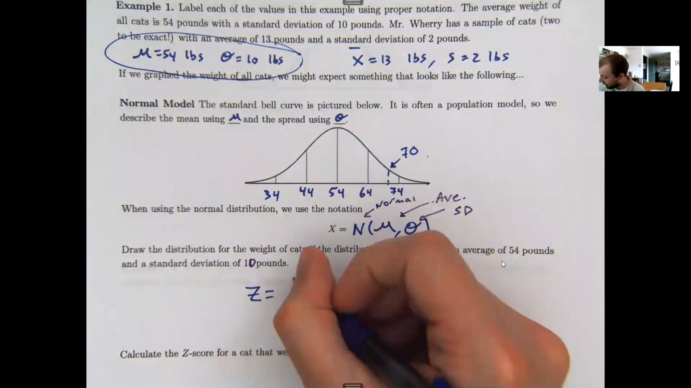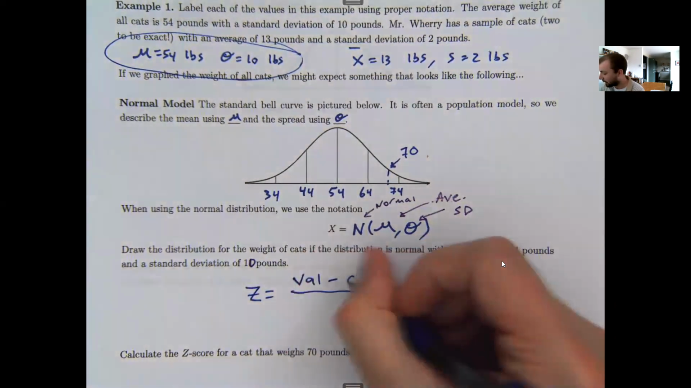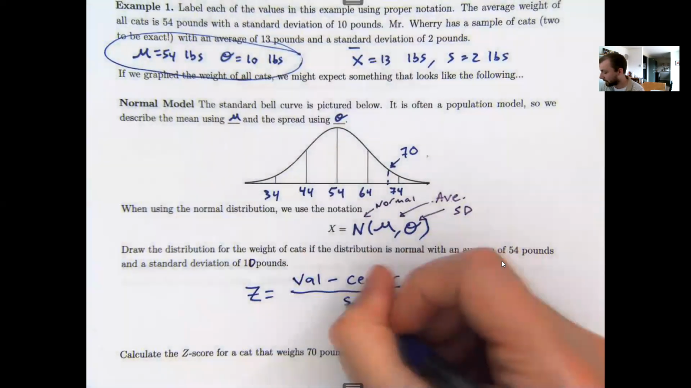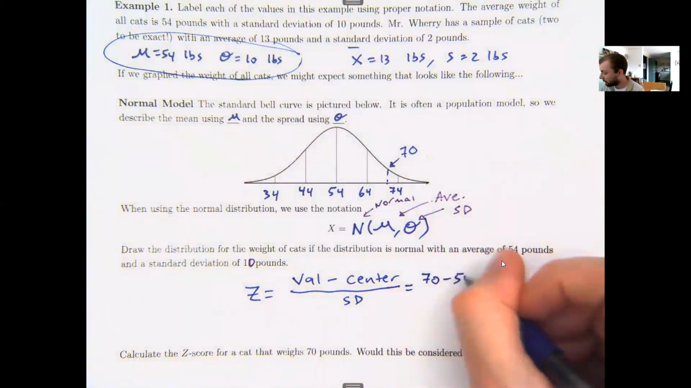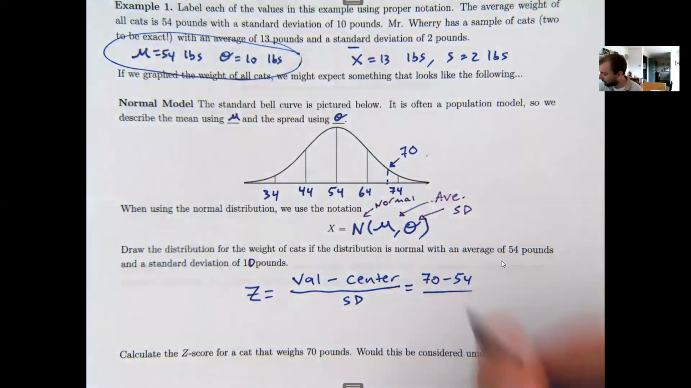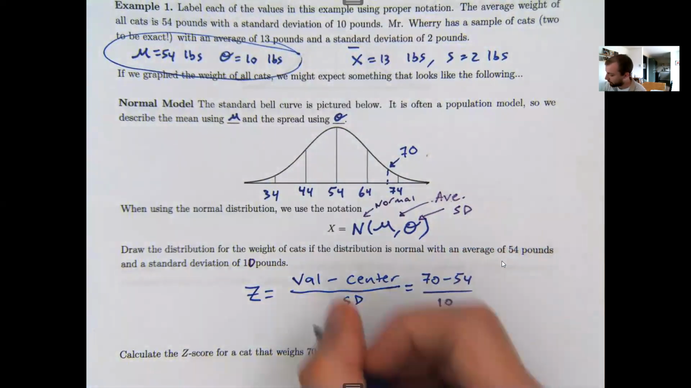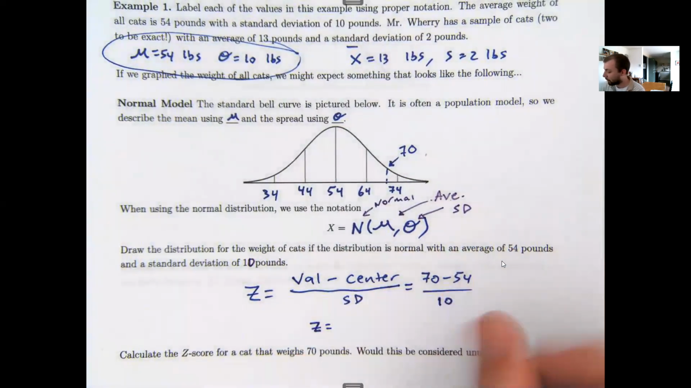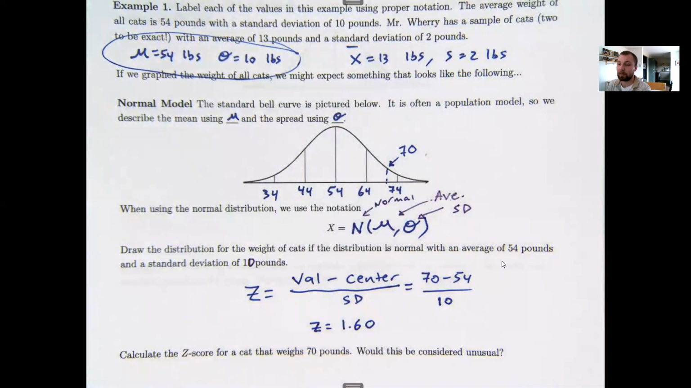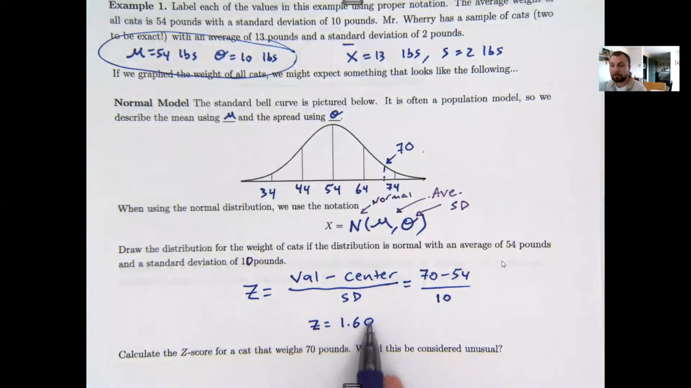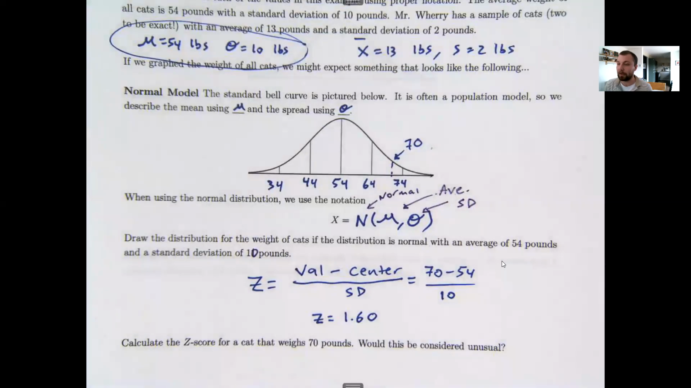I find z-scores by taking the value, subtracting the center, and dividing by the standard deviation. In this case, I've got my value of 70 minus my center of 54, and I'm counting by 10. When I type this into a calculator, I get a z-score of 1.60 or so. For the lesson today, I'm going to be rounding all of my z-scores to the hundredths place, 2 decimals out. We'll see why when we're using a table of normal values, but essentially this gives me enough coordinates to create some sort of a grid.